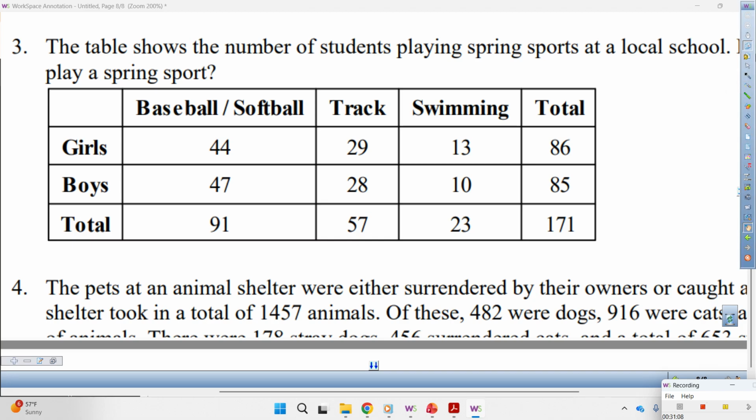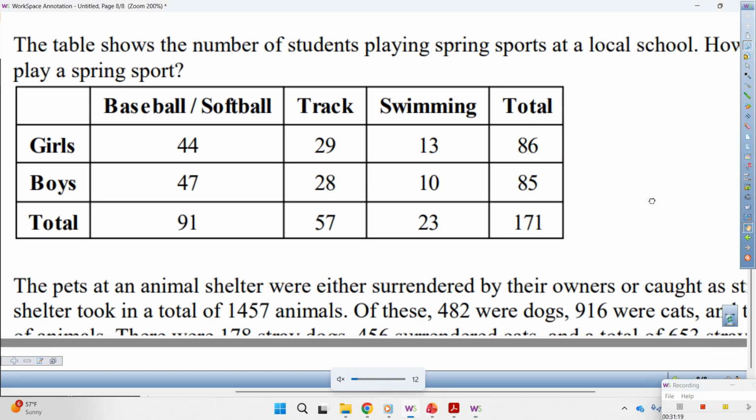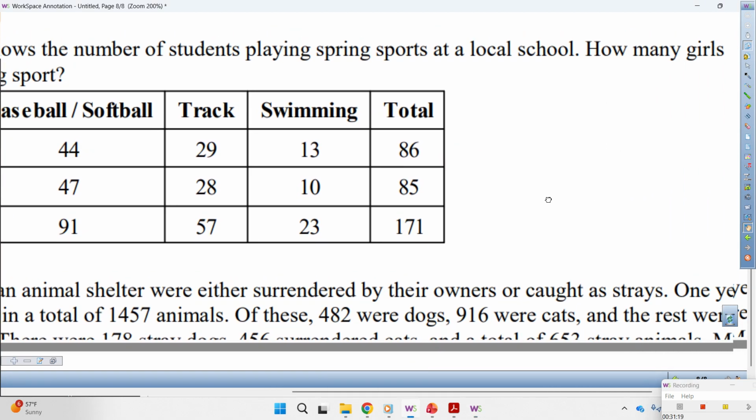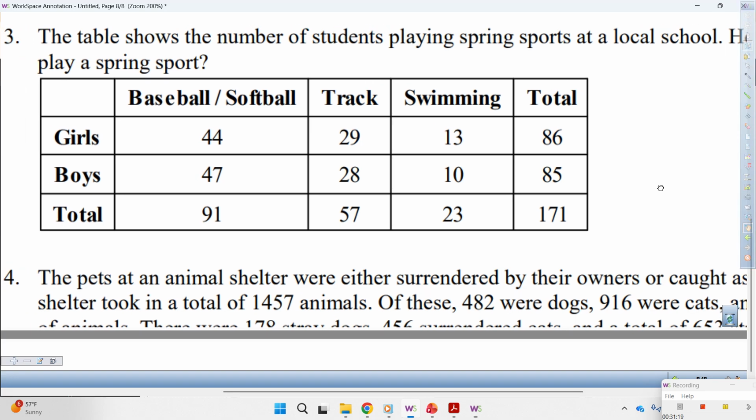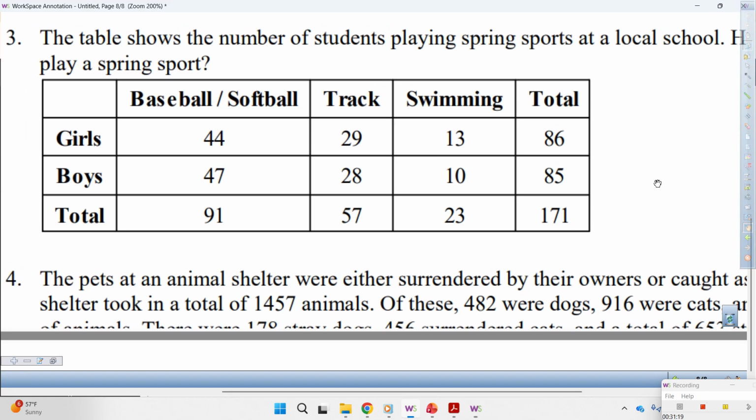All right. Look at your table, and it reads, the table shows the number of students playing spring sports at a local school. How many girls play spring sports? Tell your neighbor, please. That is correct. It's 86. If you didn't see that, then you are having trouble reading this graph.